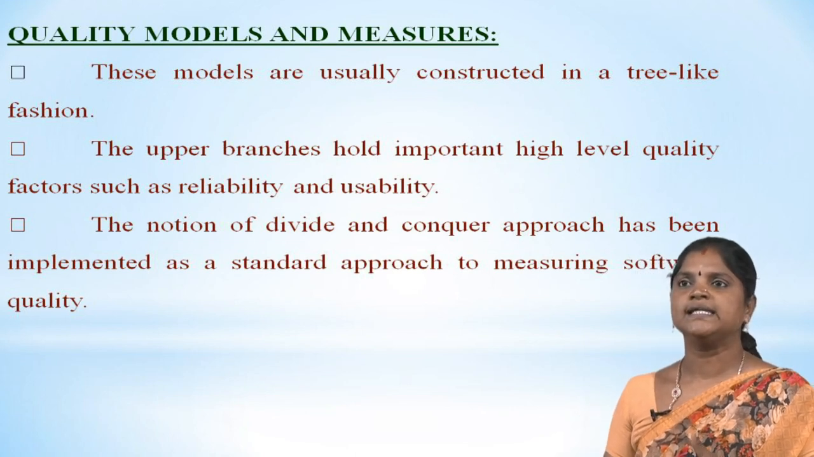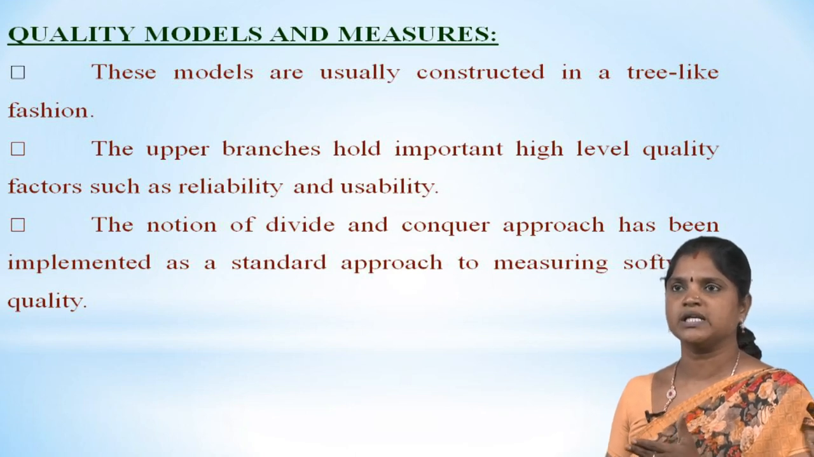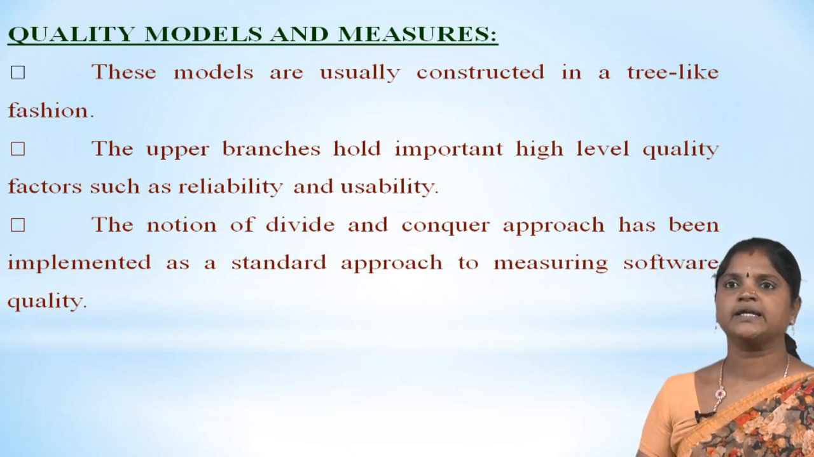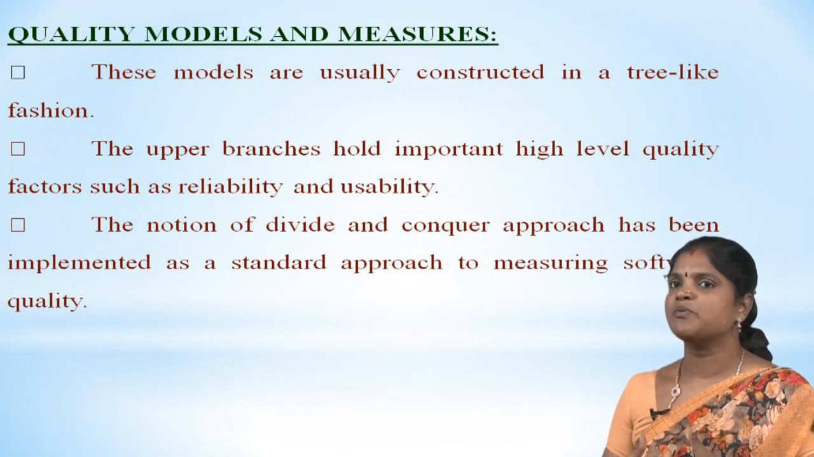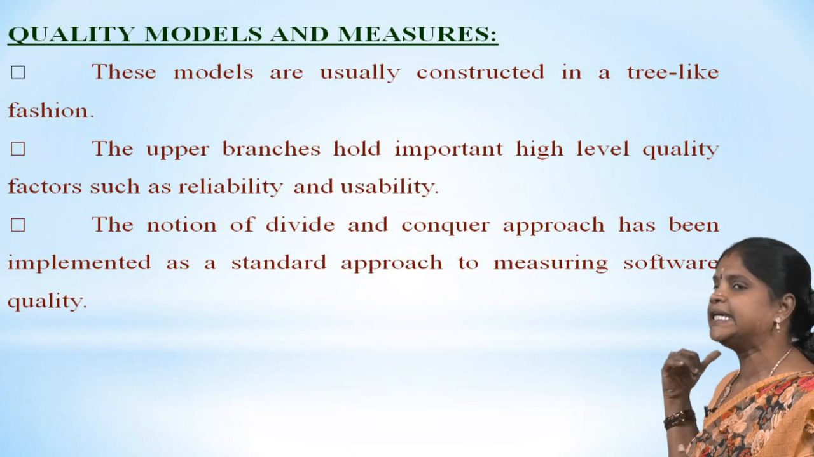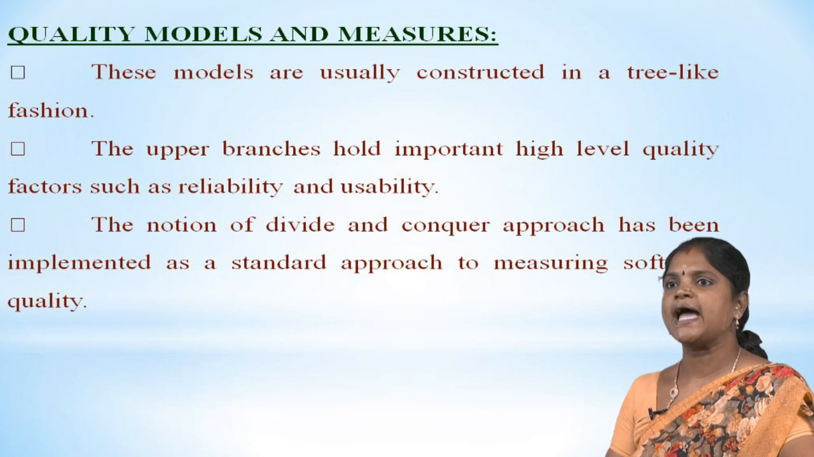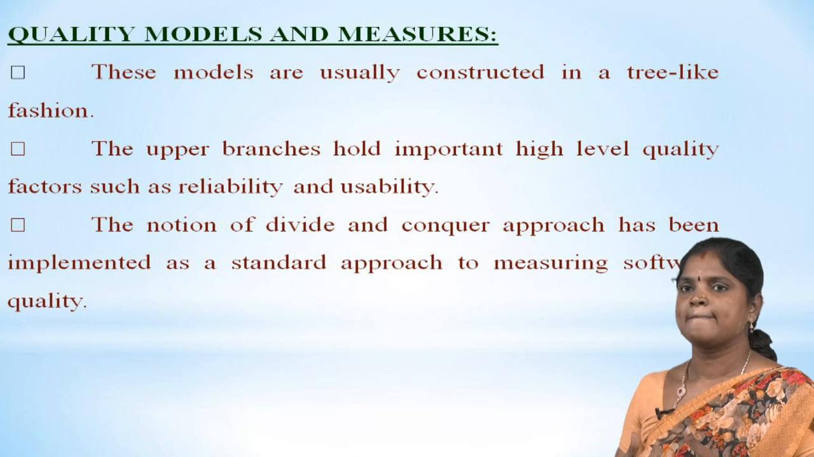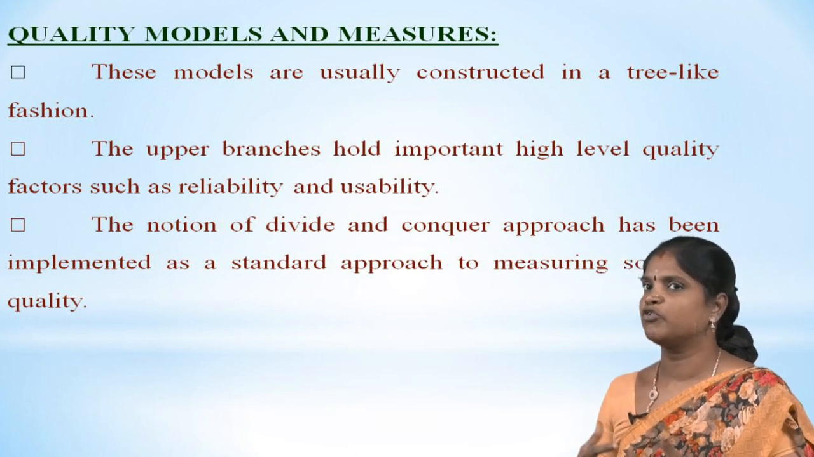Quality models have been developed for the measurement of the quality of the product, without which productivity is meaningless. These quality models can be combined with productivity models for measuring the correct productivity. These models are usually constructed in a tree-like fashion. The upper branches hold important high-level quality factors such as reliability and usability. The notion of divide and conquer has been implemented as a standard approach of measuring software quality.